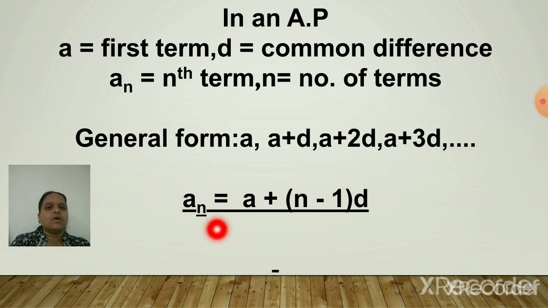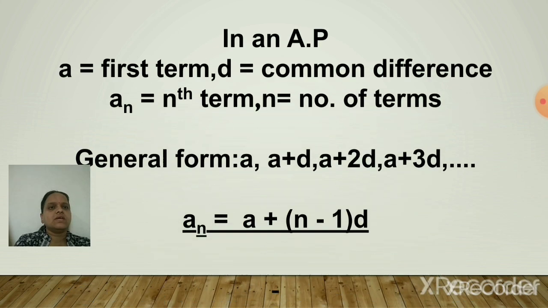And how to find an, that is the nth term of an AP? The formula is an is equal to a, which is the first term, plus n minus 1, that is the number of terms minus 1, into d. d is the common difference. So this is the formula to find the nth term.